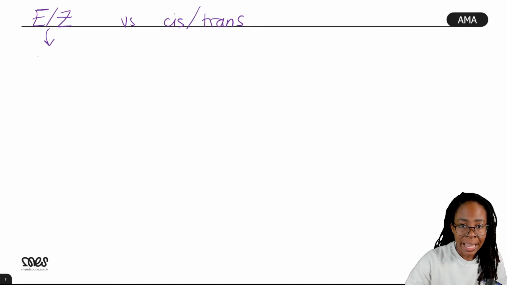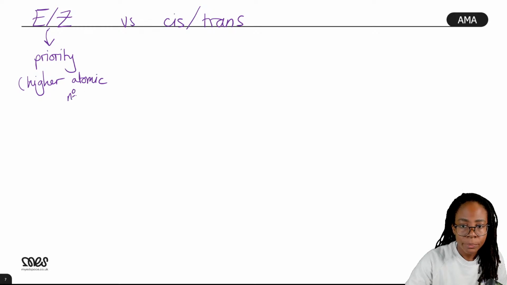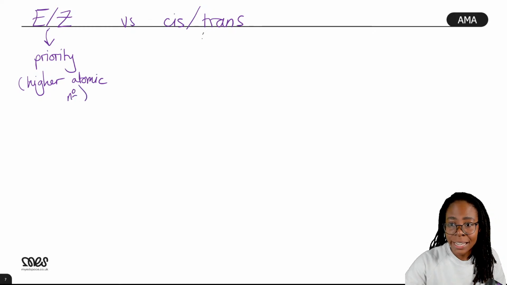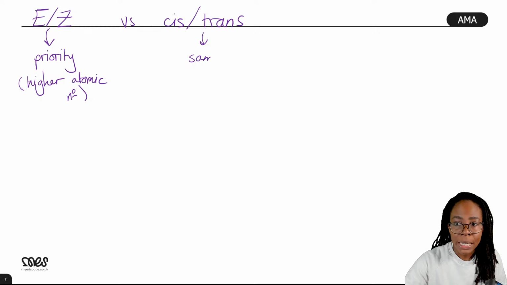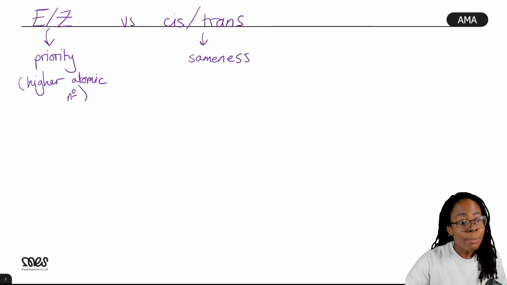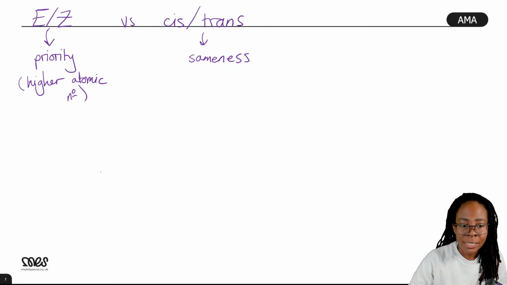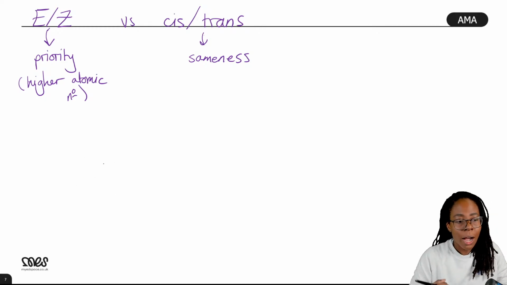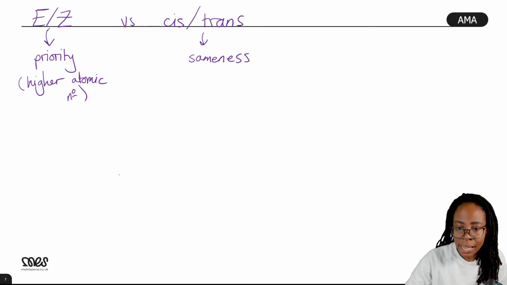So for EZ, that is based on priority rules, okay? And the priority rules is which has the higher or the greater atomic number. Whereas cis-trans is based on sameness. So is it the same group on the same side or opposite sides? So I'll show you an example where cis-trans and EZ don't necessarily work with each other. So let's have this.